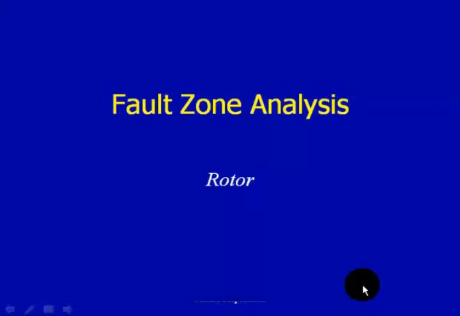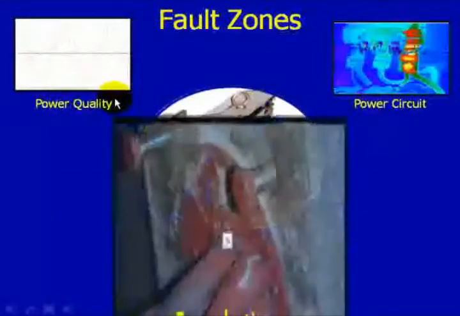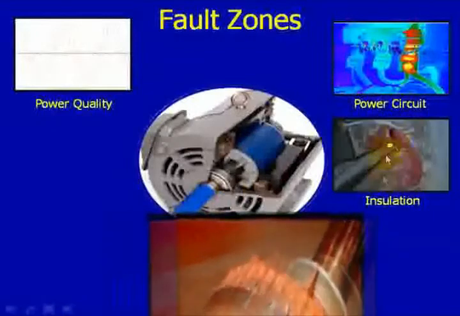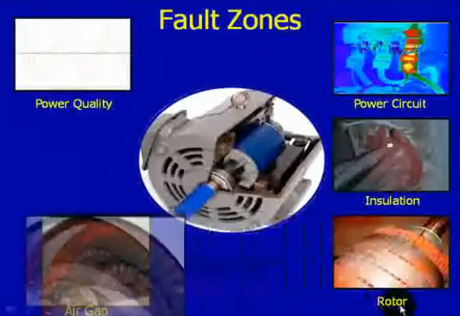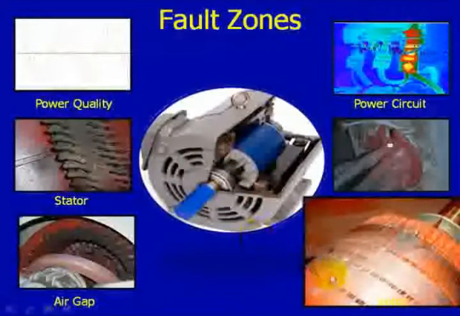I'd like to thank you for joining us as we continue along in our module presentation discussing the benefits of the MC Emacs and utilizing the 6 fault zone approach to analyzing your electric motors. Today specifically we're going to focus on the rotor fault zone. Now, as I mentioned earlier, we use the 6 fault zone approach to analyzing your electric motors, and those are power quality, power circuit, insulation, rotor, air gap, and stator. And today specifically we're going to focus on our rotor fault zone.